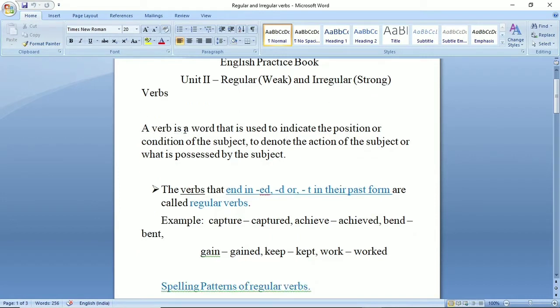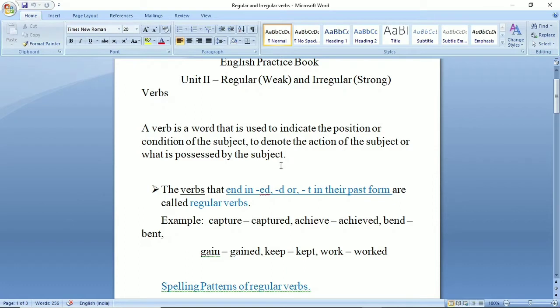A verb is a word that is used to indicate the position or condition of the subject, to denote the action of the subject or what is possessed by the subject. Okay, let us see this definition with the help of examples. If I say I have 3 chocolates, here the helping verb have is suggesting possession, right? If I say I dance very well, here the verb dance denotes the action, right?